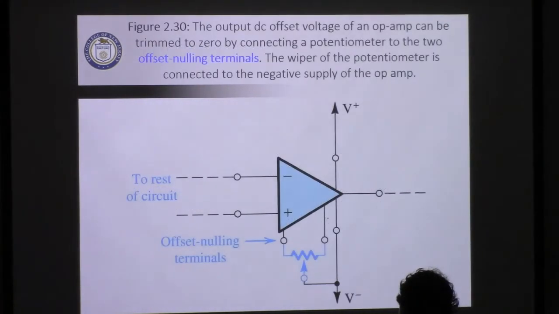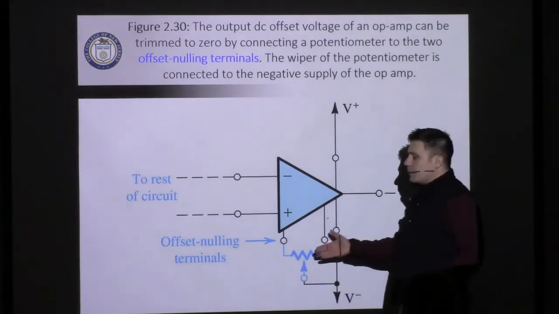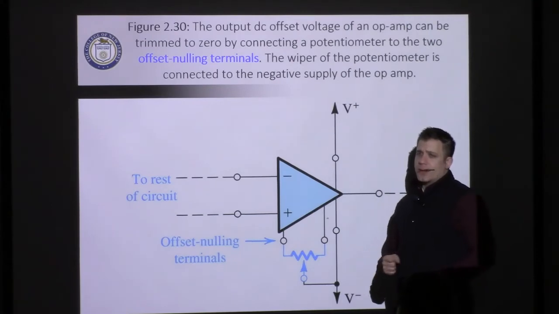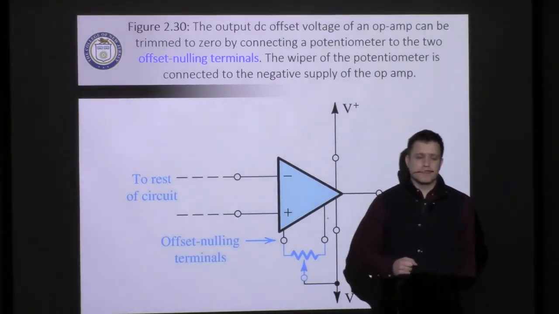Here you can see a figure from the book which shows the offset nulling terminals and the placement of a resistor in order to null that offset.